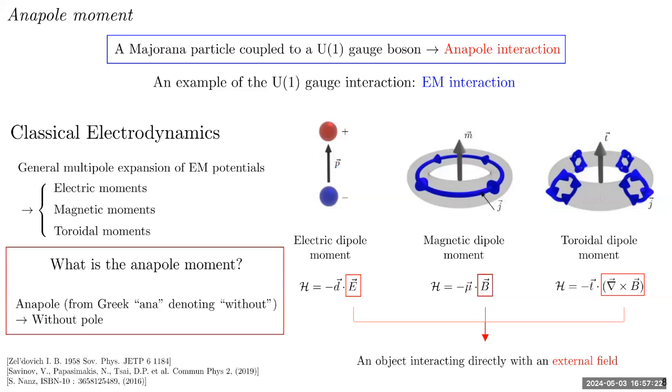Then what is the Anapole moment? Actually, the origin of the term Anapole comes from the Greek prefix ana, denoting without. So in English, we can say without pole. Of course, maybe some of you forgot the definition of the pole in electromagnetism. The definition of pole in electromagnetism is the maximal magnitude of the electric or magnetic field. So, for example, if we consider this electric dipole, the maximal magnitude of the electric field is at 2 points. This is the reason why we call this object a dipole.